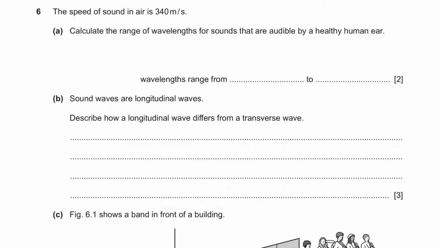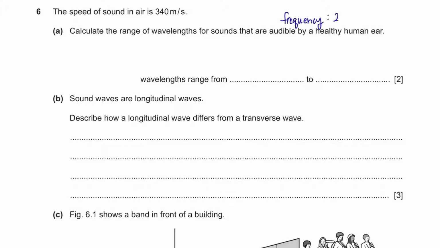Cambridge IGCSE Physics May June 2020 Paper 4 from Question 6 to 10. Question 6. The speed of sound in air is 340 meters per second. Part A. Calculate the range of wavelengths for sounds that are audible by a healthy human ear.